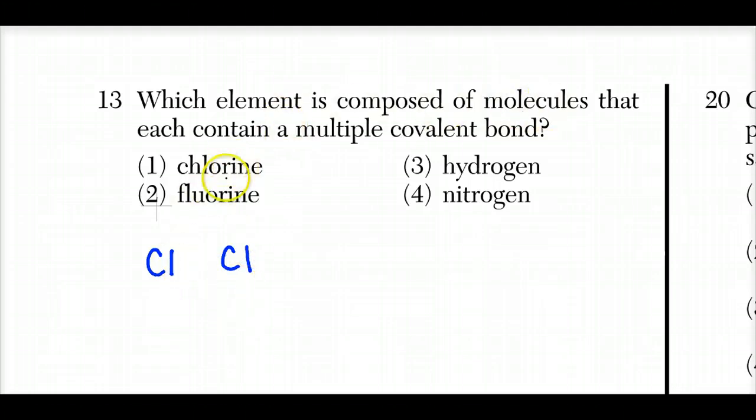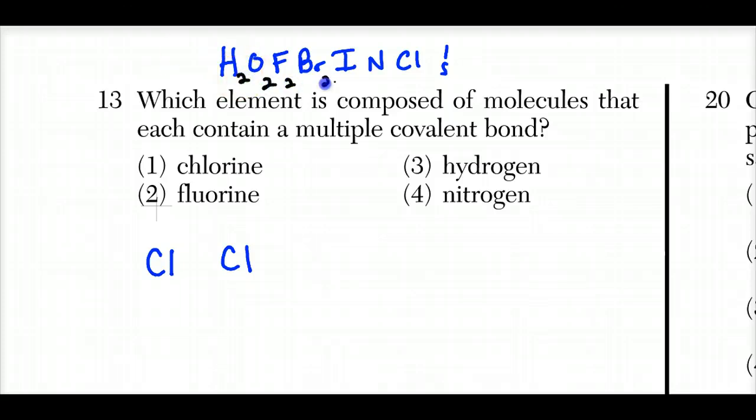Well, these are all what I call the Hofbrinkels. These are part of those diatomic elements that love to bond with themselves: H2, O2, F2, Br2, I2, N2, Cl2. These are your diatomic elements. So they bond with themselves.